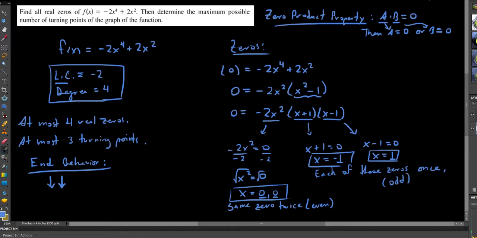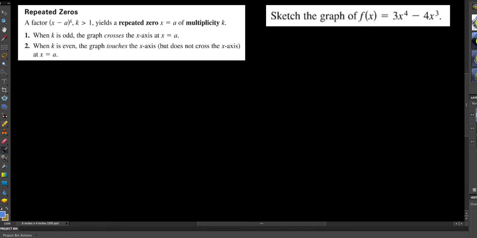So what we're going to look at next then is what we refer to as the multiplicity of each zero, or what happens at repeated zeros. When we talk about a repeated zero, we're saying that maybe this is a function that has a factor x minus a, but it has it more than one time. Maybe it has it 2 or 3 or 4 times. But if that's the case, it's going to yield what we call a repeated zero, x equals a, of a multiplicity of k.